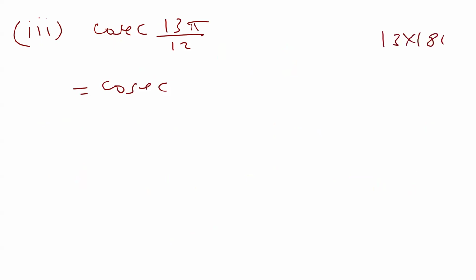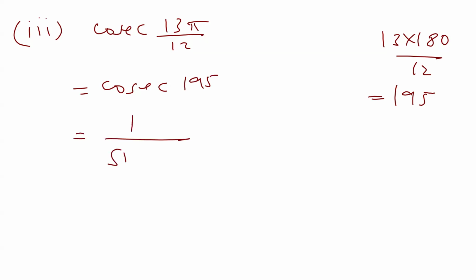Third, cosec 13 pi by 12. Cosec 13 into 180 by 12. This thing you need to calculate using a calculator, or you can also do it manually. Okay. So you do that. So that's 195, which is equal to 1 upon sine 195.